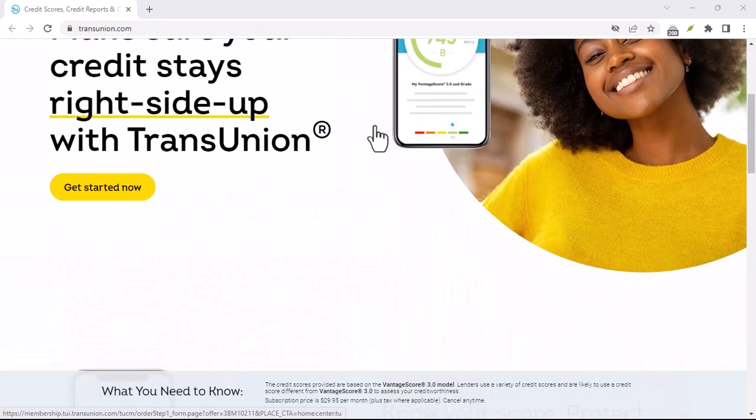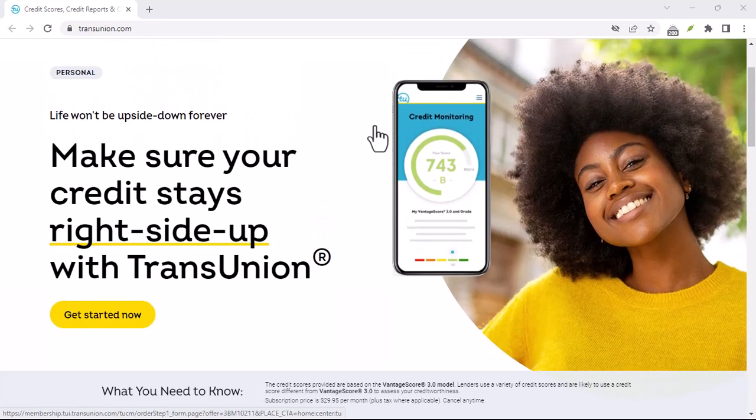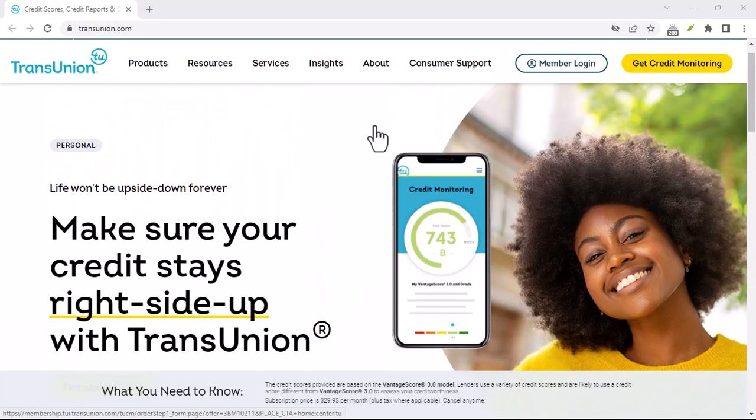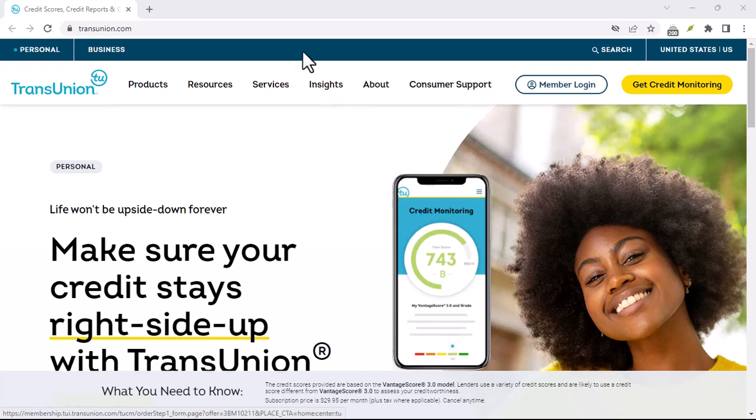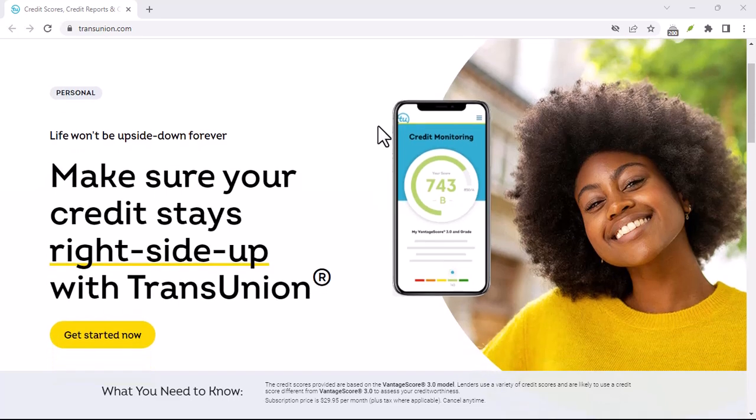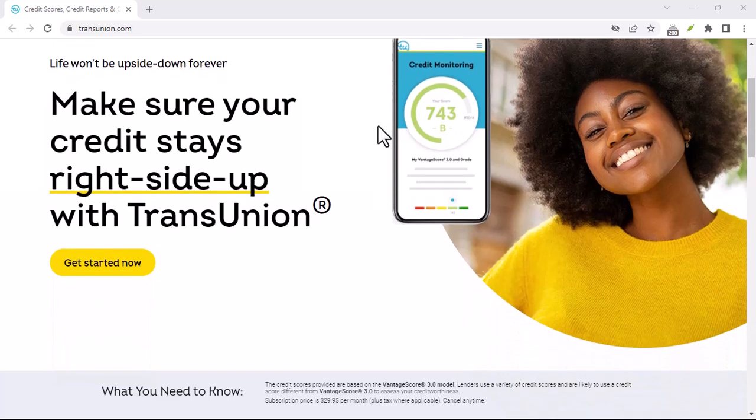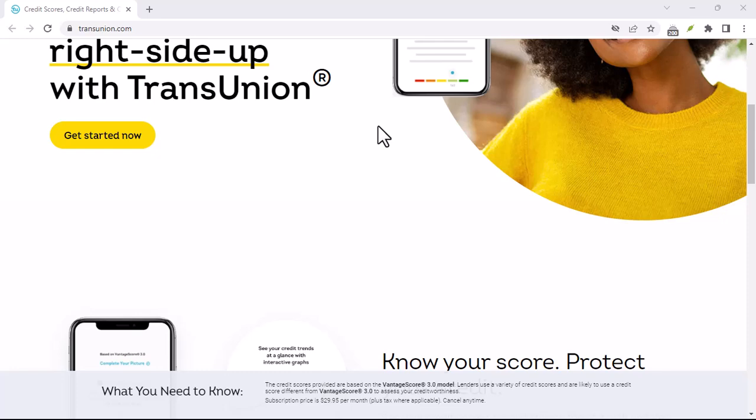Additional tips. Be specific. When disputing information, be as specific as possible. Provide the exact account number, date, and amount of the disputed item. Follow up. If you don't hear back from TransUnion within 30 days, follow up on your dispute.